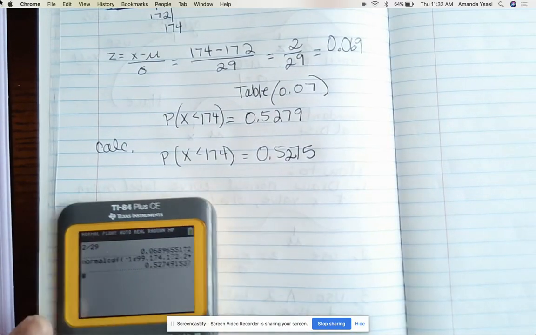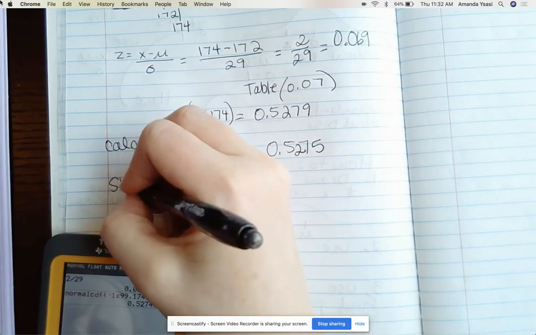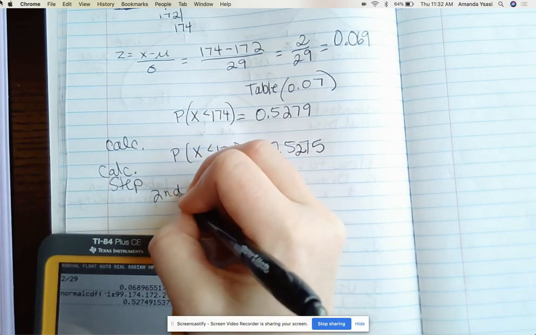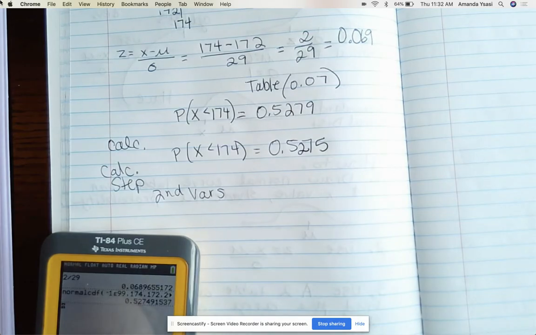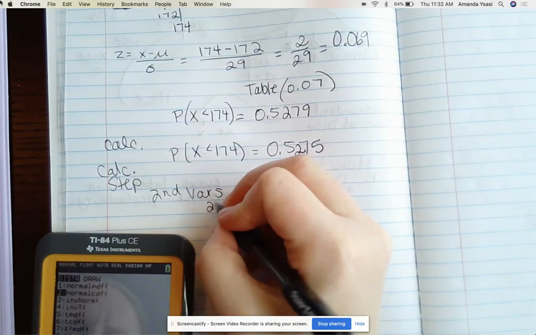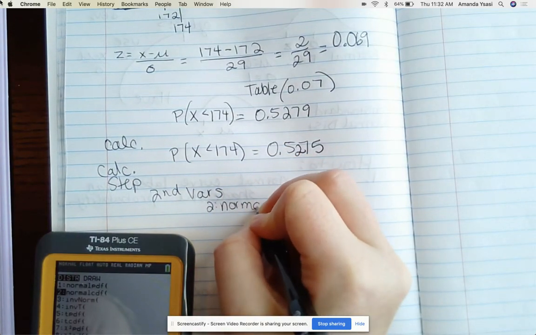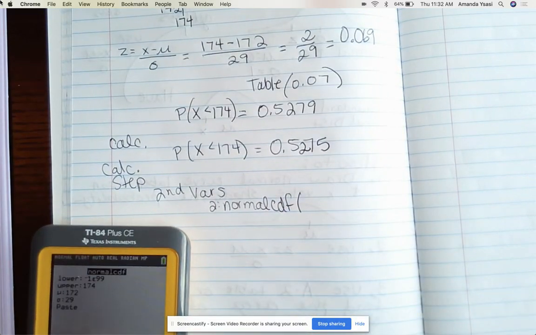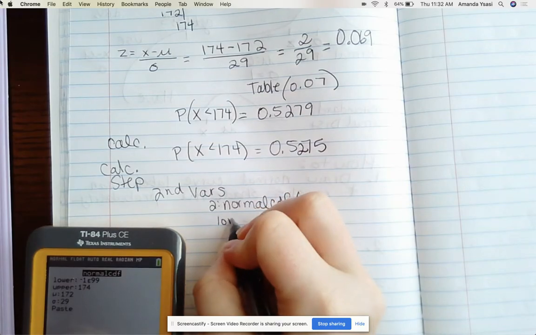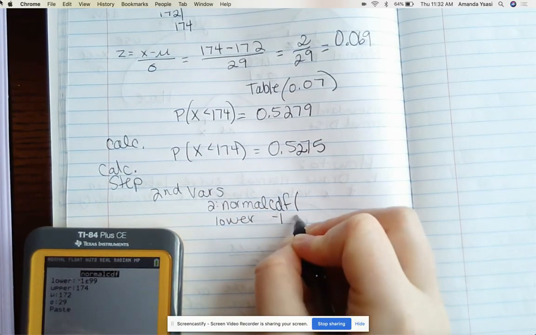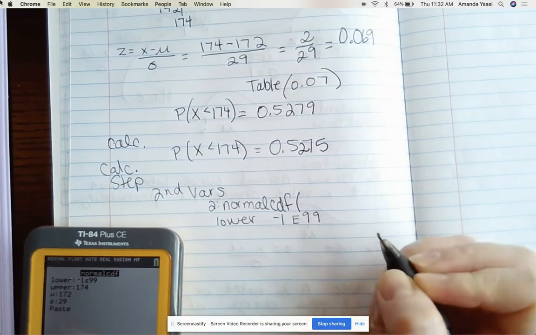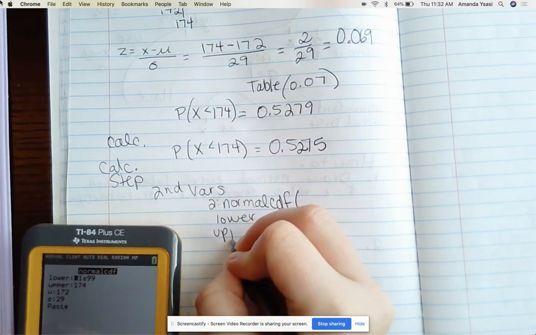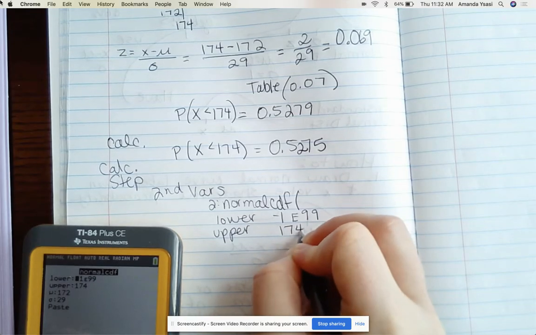All right, so let's think about what the steps were for the calculator. Second VARS, and then it's number 2, which is normal CDF. Okay. And then our lower was that -1 E99. It's just a really small number. Upper is going to be 174.